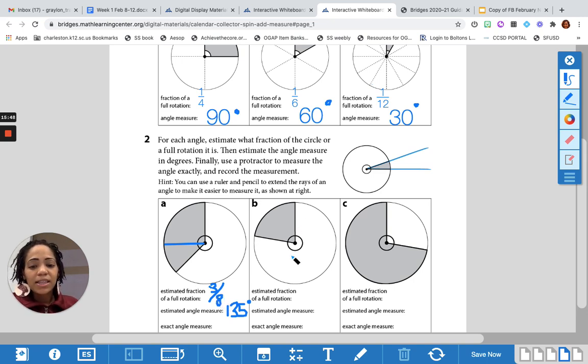All right, let's estimate the next one. Measuring this piece right here, that's highlighted, we know it's less than 90 degrees. So if I would have had to guess, I would say maybe 80 degrees or 85 degrees. That would be my estimate. I'm going to go with 85. What might you say?